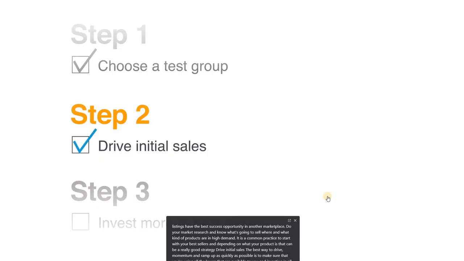Drive initial sales. The best way to drive momentum and ramp up as quickly as possible is to make sure that you're using all the levers that are available to you and investing in all the same tools that you're currently utilizing on Amazon.com. Number 1 is your sponsored product campaigns. Number 2 is your lightning deals. Number 3 is your deal of the day. And number 4 is the coupons.